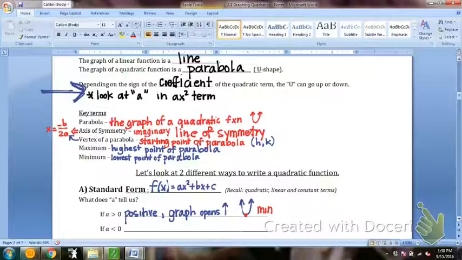Just making sure. Okay, then if A is less than 0, that means it's a negative number. If it's negative, the graph is going to open down.